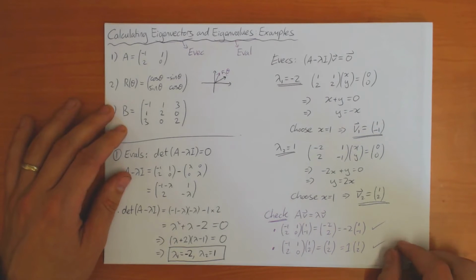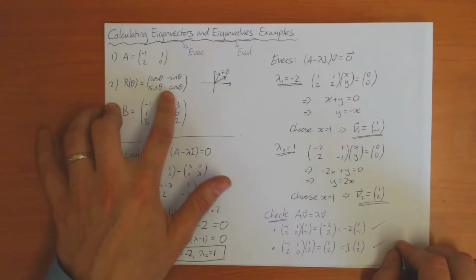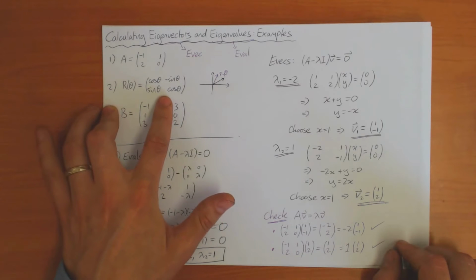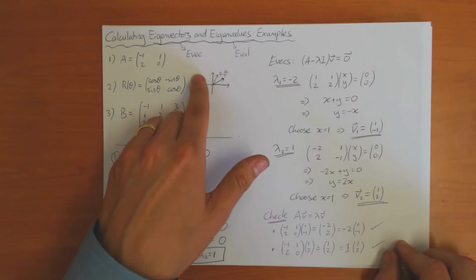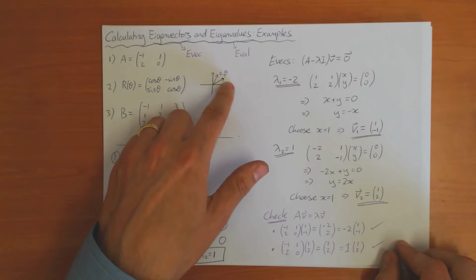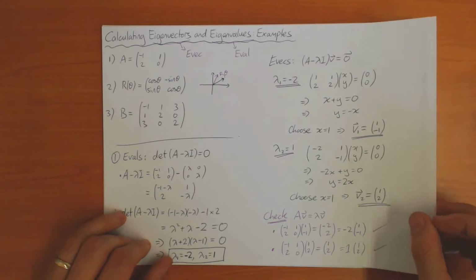So we finished the first example there. Now we'll go on to the second one, which is the rotation matrix. And as I said, you would expect that it won't have, in general, any eigenvectors because there are no vectors which remain parallel after rotation. Okay, so let's see what happens in that case.